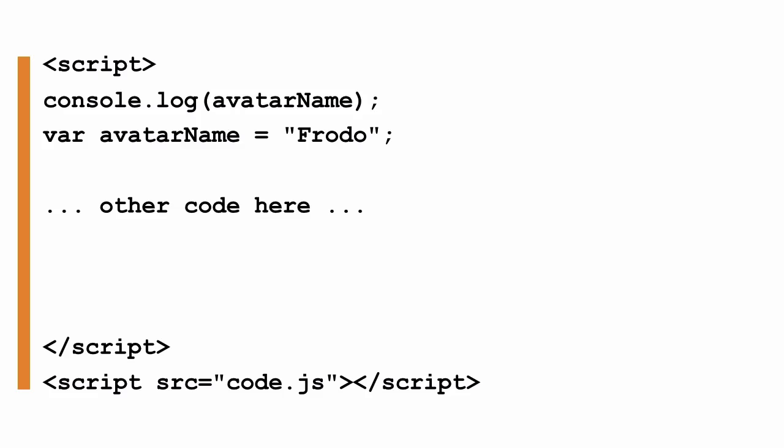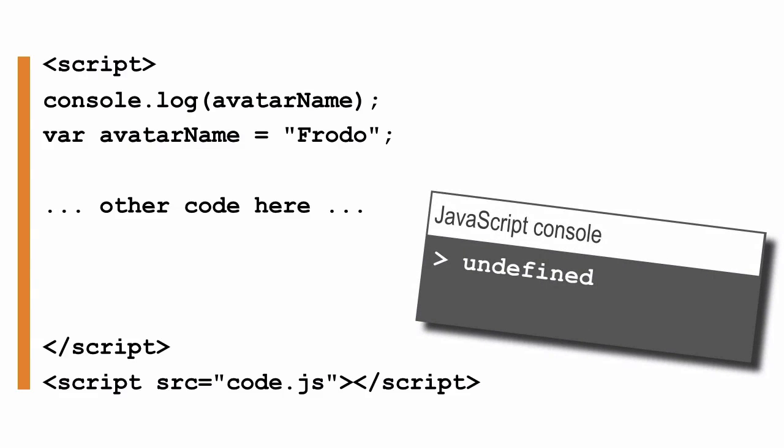Here, we're attempting to display the value of a variable that shouldn't exist yet because we haven't declared it. So you might expect that we'll get some kind of error. But when we run the code, we don't get an error. Instead, we see the value undefined.